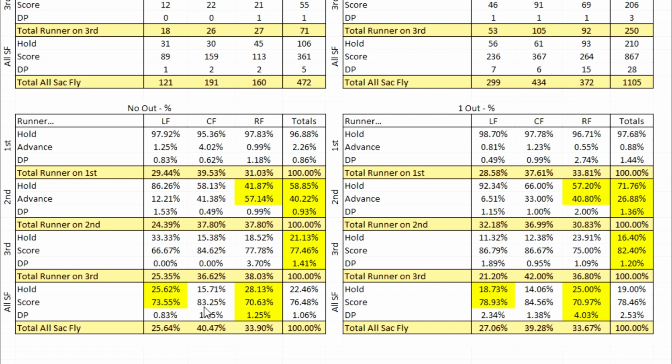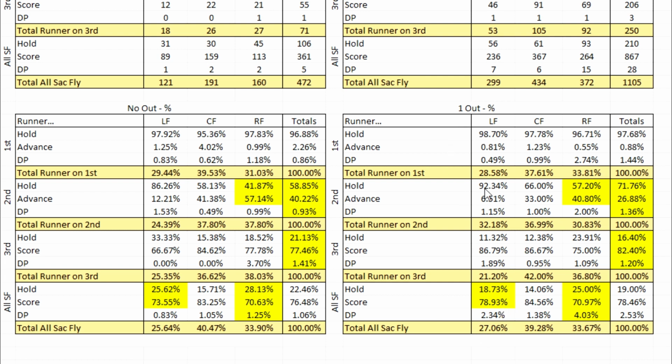That's hit to center. But looking at left and right, we can see there's a little bit of a difference. So balls hit to left, they're a little less likely to hold than balls hit to right, 25.5 to 28%, and a little bit more likely to score, 73 to 70%, 73.5 to 70.5. A little bit more likely to score on balls hit to left than balls hit to right. And we see the same thing. It's even more pronounced with 1 out.